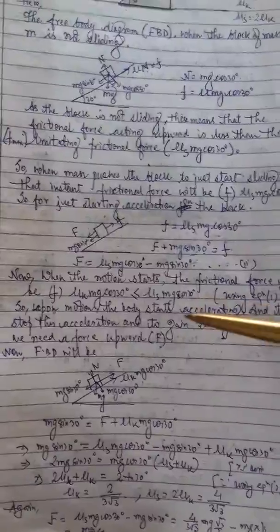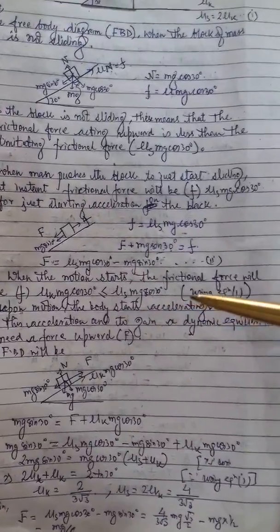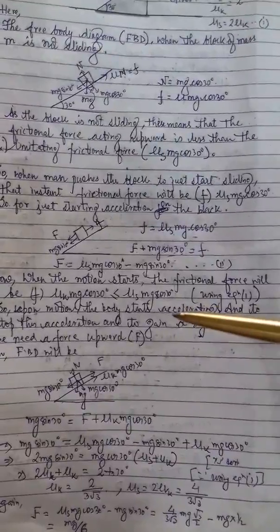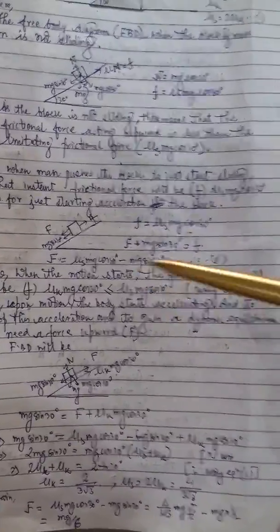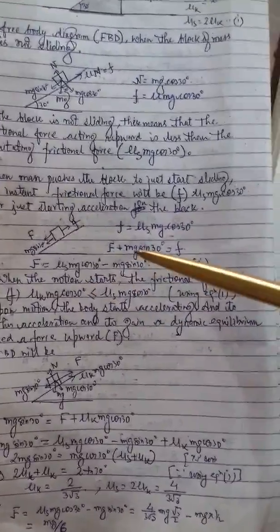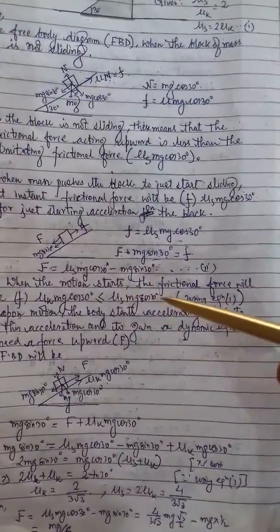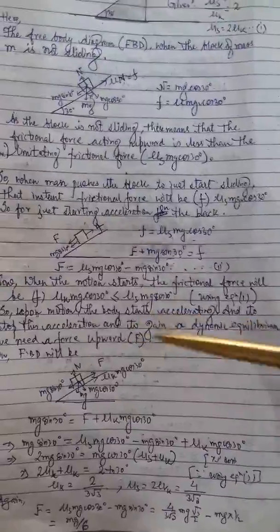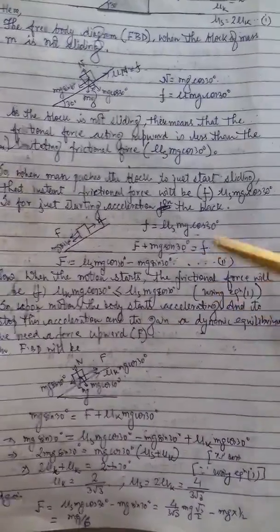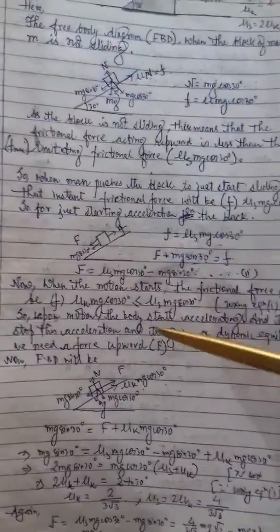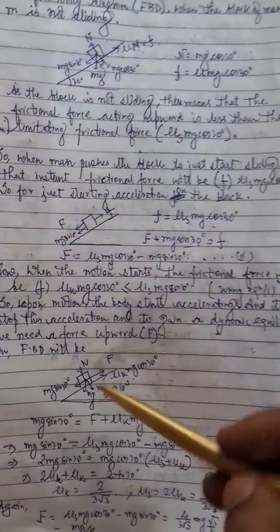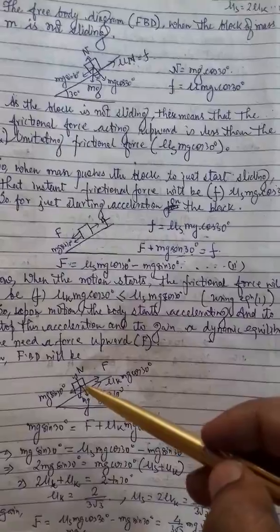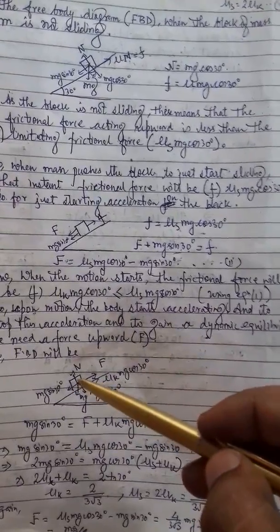What I have written now: when the motion starts, the frictional force will be F, that is mu k mg cos 30 degree, and that will be less than the limiting frictional force, that is mu s mg cos 30 degree. So upon motion the body starts accelerating, and to stop that acceleration the man has again applied a force F upwards. Now check the free body diagram: mg sin 30 degree this side, mu k mg cos 30 degree this side, applied force F this side.